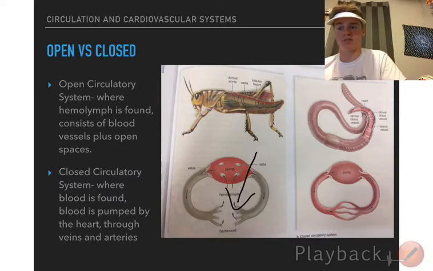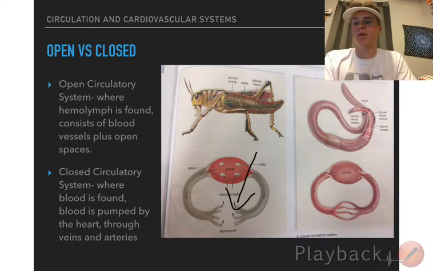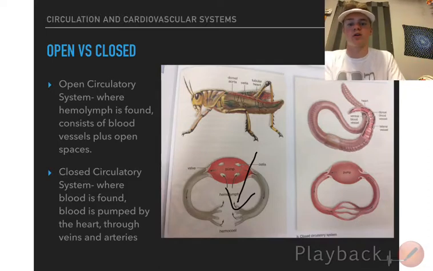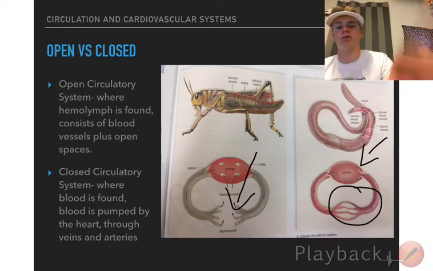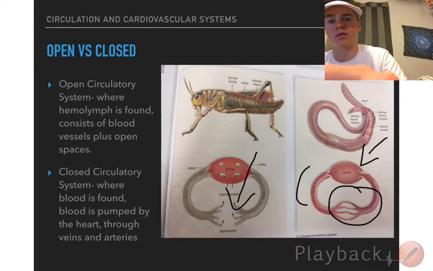A closed circulatory system is where blood is found. Blood is pumped by the heart through veins and arteries, and even worms have a closed circulatory system where they have the pump here, but it's closed down here, which allows the blood to circulate around the circle.